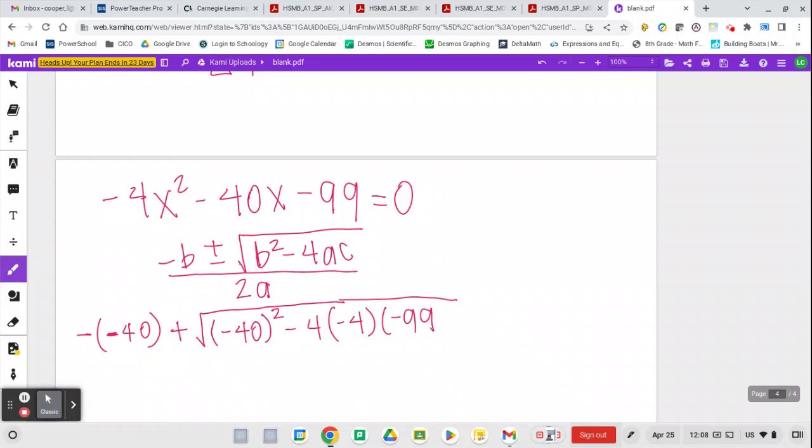The nice thing is you can type this all in Desmos as long as you have parentheses and it'll give you something. Divided by 2 times negative 4. Then you copy and paste that and change the plus to a minus and it gives you the two answers. That's where the plus minus comes from. So let's try typing that in.